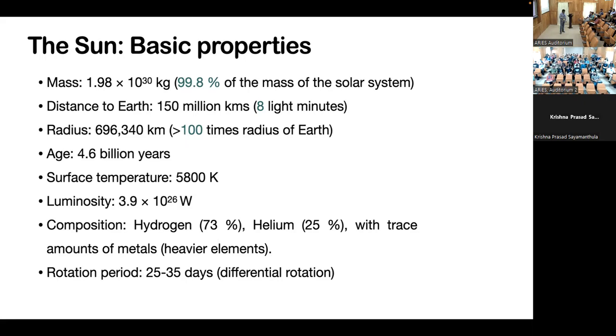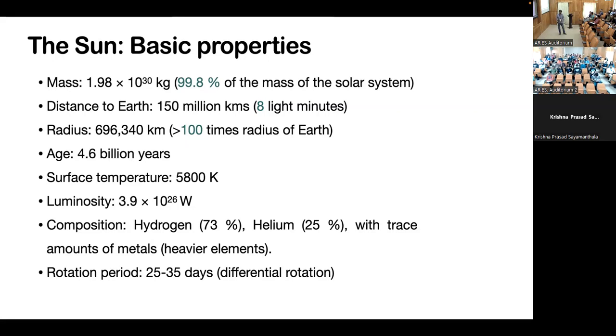So the distance to Earth from the sun is about 150 million kilometers. Again, to put it in perspective, it is about 8 light minutes, meaning the light will take about 8 minutes to travel from the sun to Earth. So then the radius of the sun is about 700,000 kilometers, which is about 100 times the radius of the Earth. Then the age of the sun is about 4.6 billion years. The surface temperature, many of you should be familiar, is about 5,800 Kelvin. The luminosity of the sun is about 4 into 10 power 26 watt.